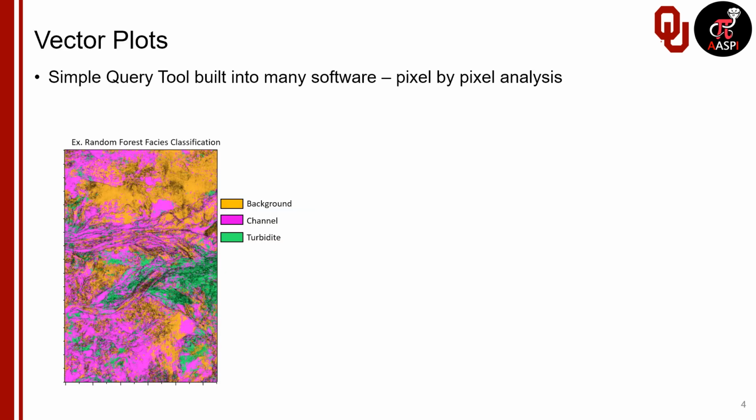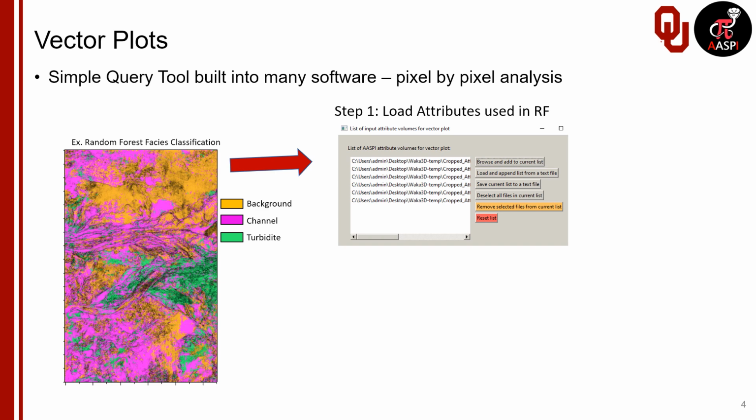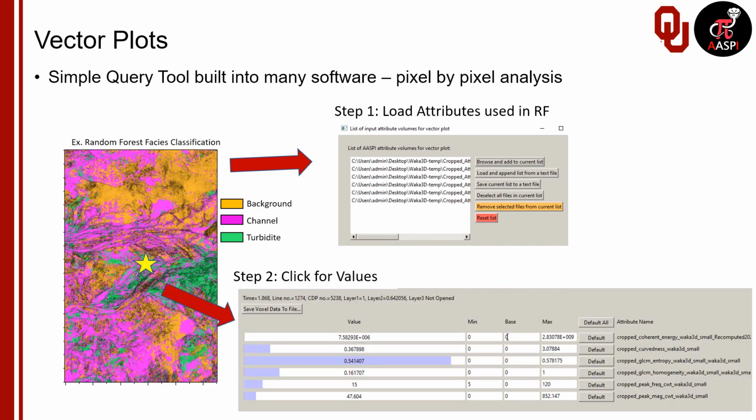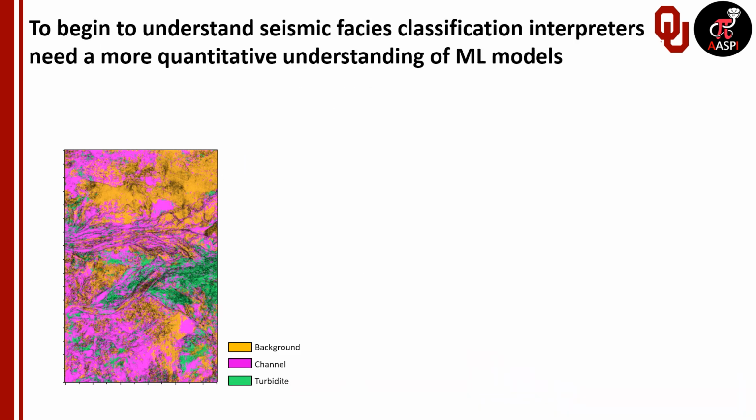Vector plots is a simple query tool that we built into our AASPI software. It's in a lot of software. It's essentially a pixel by pixel analysis. So we can take our seismic facies classification and use the 6 attributes that we had put into it to be classified, and then we could click on each pixel and get the values of what each of the seismic attributes was. So very simple, very straightforward.